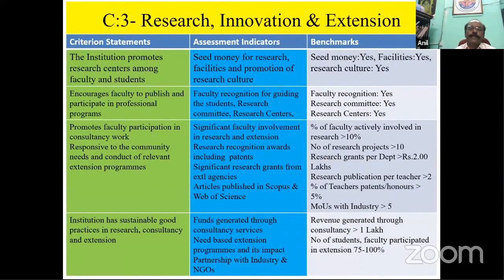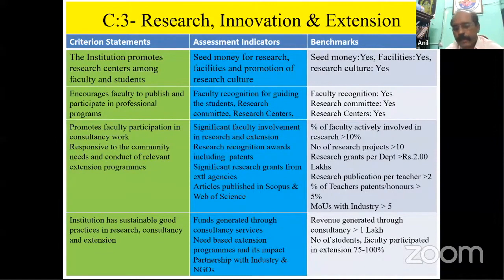Coming to criteria 3, that is research, innovation, and extension. The criteria statements, assessment indicators, and benchmarks. The institution promotes research culture among faculty and students. That is a statement. The assessment indicators are whether seed money is there or not, and whether the facilities and promotion for research culture are there or not. They also look at whether the institution encourages faculty to publish, participate in professional programs, and whether the institution promotes faculty participation in consultancy work.